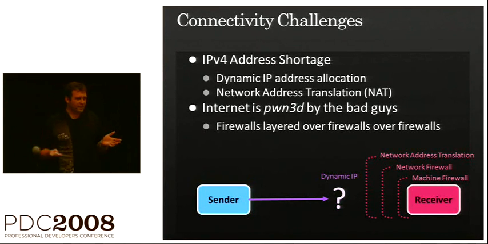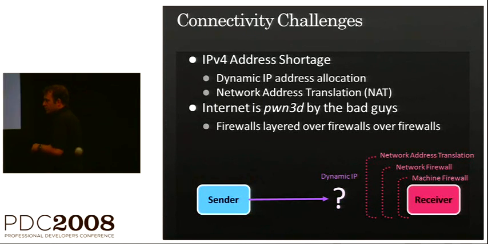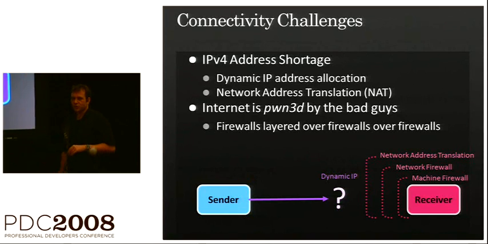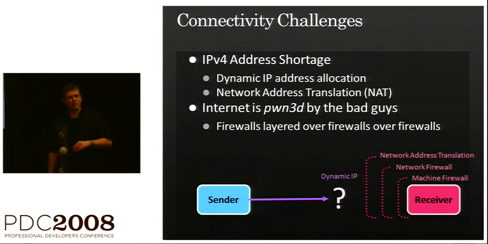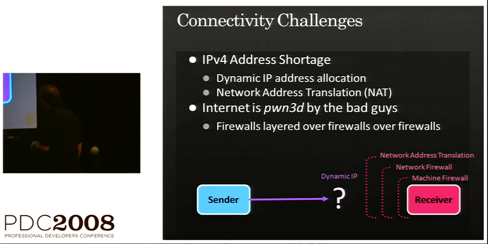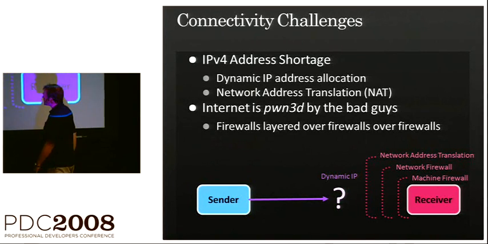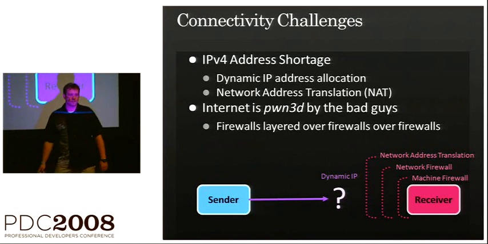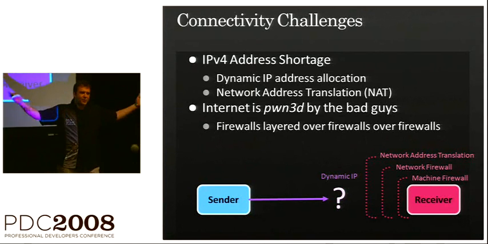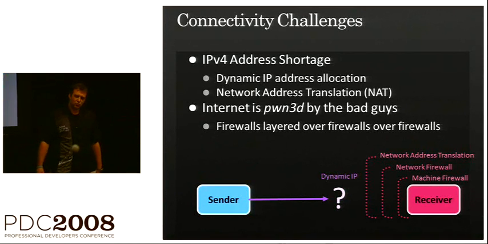The internet is owned by the bad guys, which means we have firewalls on our machines and the corporate perimeter, and there's a firewall basically in every step of the way. And that's causing issues for applications that want to do something good instead of something bad. So we have a machine firewall, we have a network firewall, we have network address translation, and we have dynamic IPs. How do you create bidirectional connectivity in that case? It's really hard.